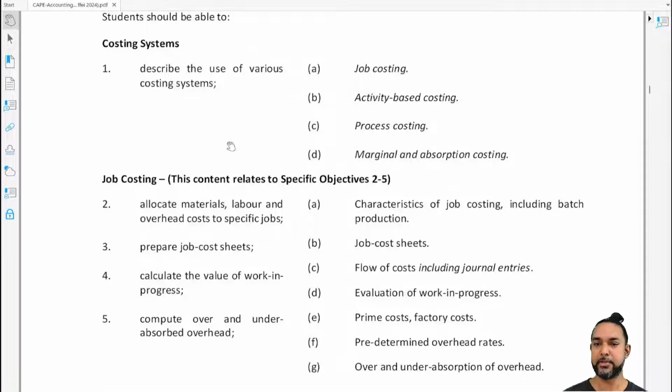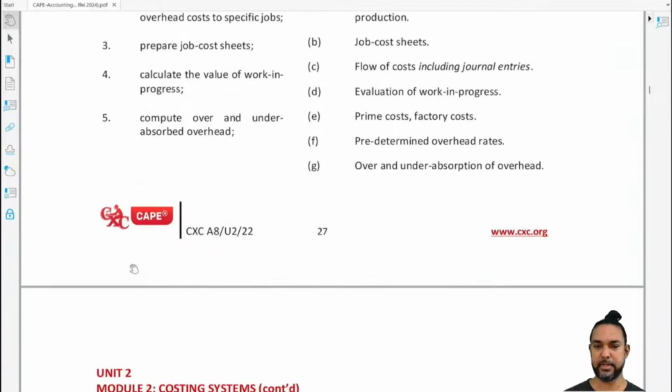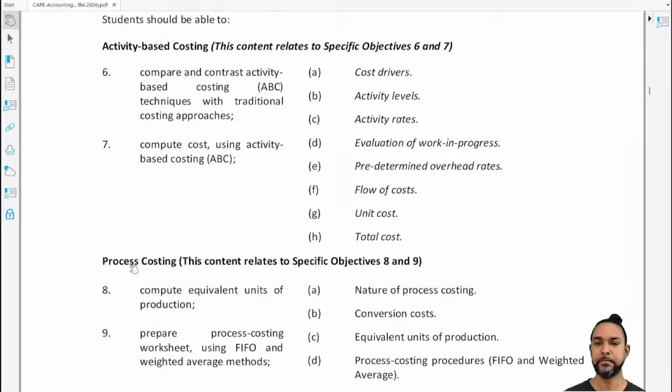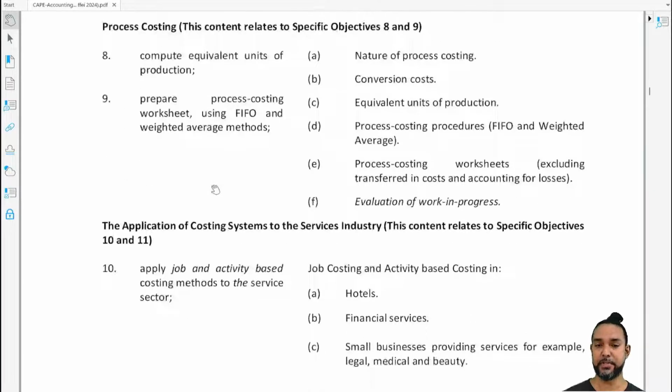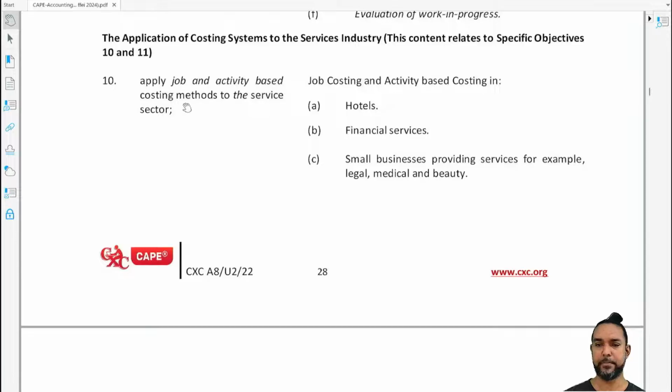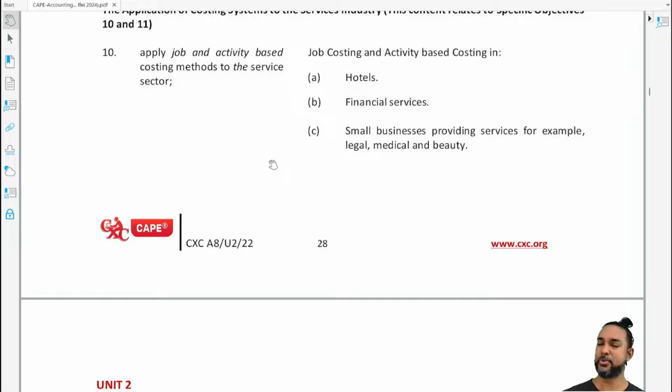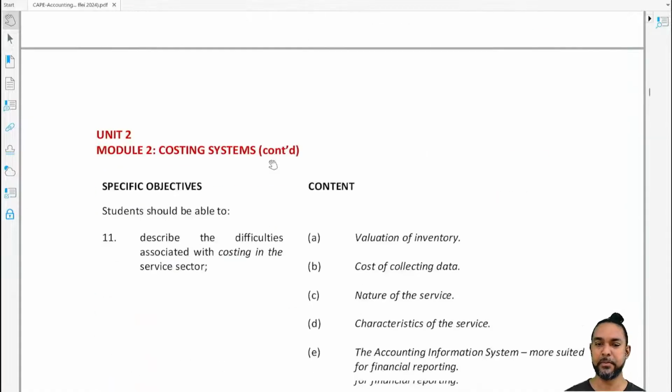Anyhow, so we did job costing and activity-based costing in January. We just wrapped up process costing. Today we're going to start marginal and absorption costing. Marginal costing is also called variable costing. We did job costing as sections 2 to 5, ABC as the follow-up to job costing, and we just finished sections 8 and 9, process costing. Then we have the application of costing systems to service industries, which I do straight from the past papers.